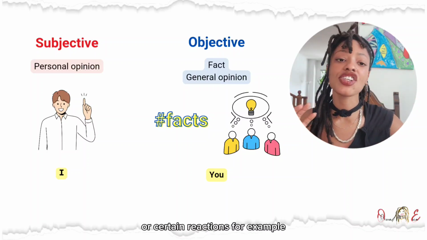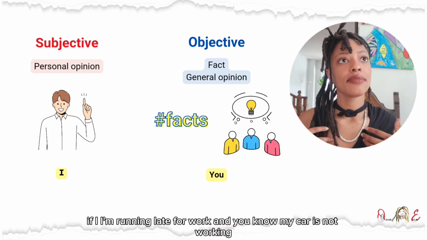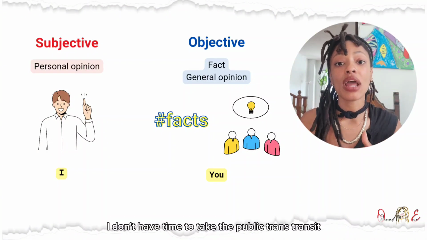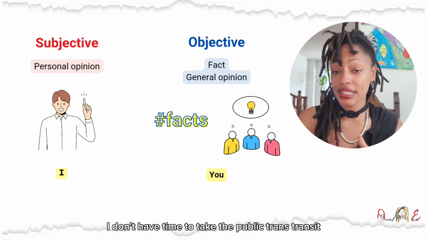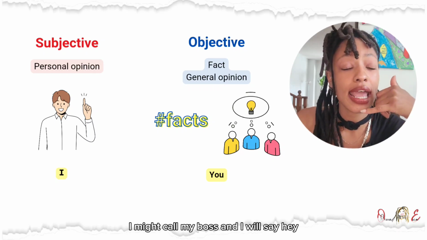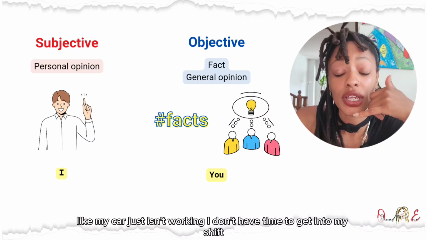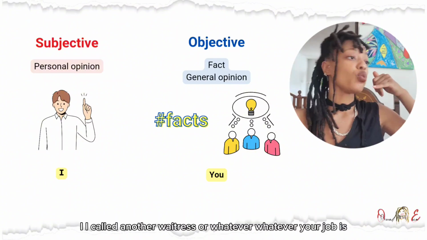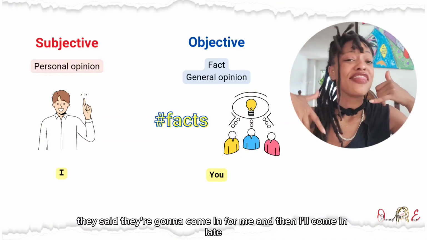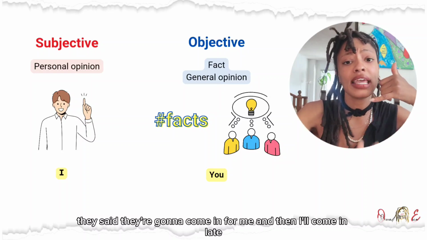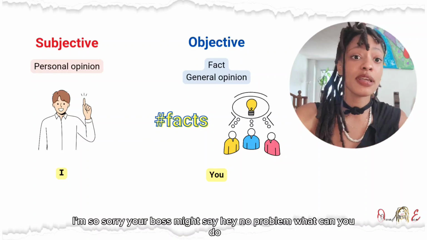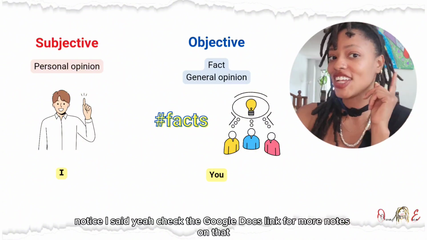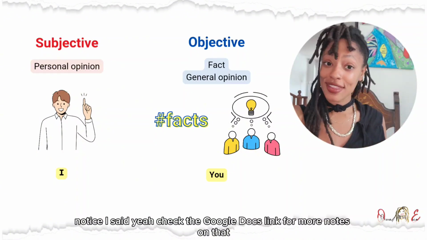or certain reactions. For example, if I'm running late for work and my car's not working, I don't have time to take the public transit, I might call my boss and I will say, hey, like my car just isn't working. I don't have time to get into my shift. I'm so sorry. I called another waitress or whatever your job is. They said they're gonna come in for me and then I'll come in late. I'm so sorry. Your boss might say, hey, no problem. What can you do?